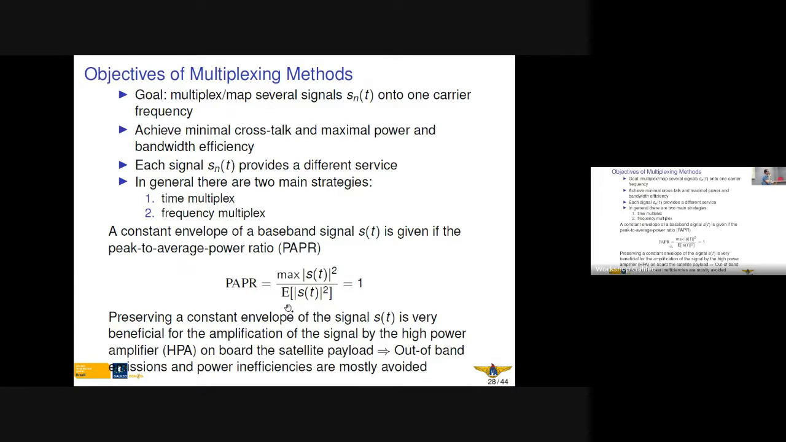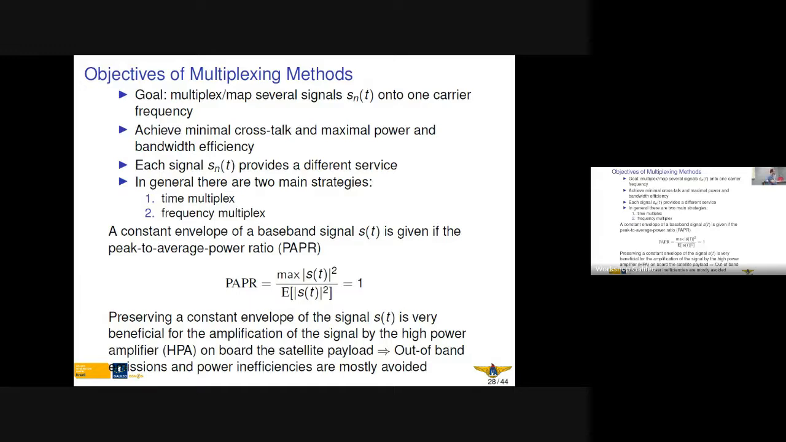The PAPR is given by the maximum of this waveform, the absolute square of the max of this waveform, divided by the expectation squared of this waveform, and this should be 1. Then we have a constant envelope signal in the complex domain, and this is usually very beneficial for the amplification of the signal on board the satellite with a high power amplifier, and this also prevents out of band emissions.